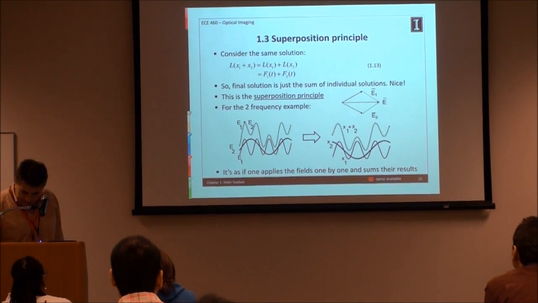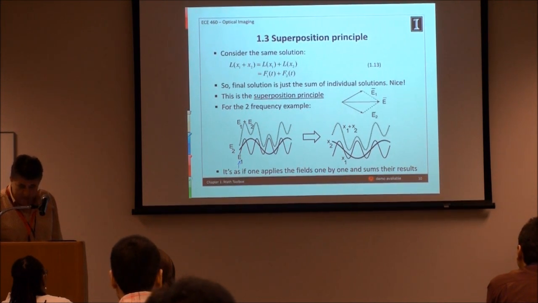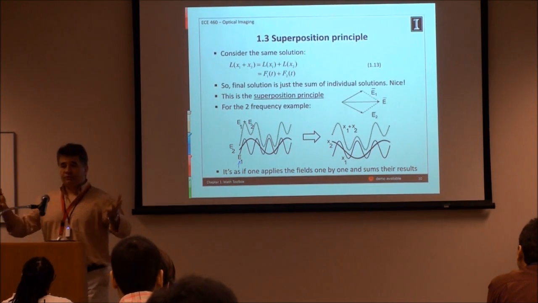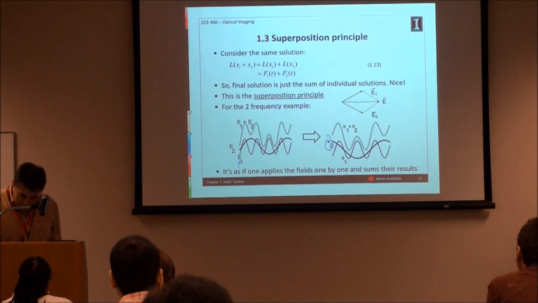So each of the electric fields generates a displacement: electric field E1 generates a certain displacement x1. If I know how to calculate that, that means I solve the solution for input E1. I solve it for input E2, I get displacement x2.